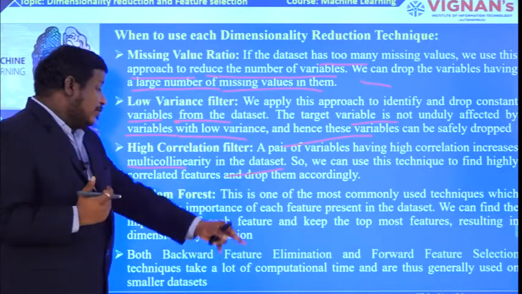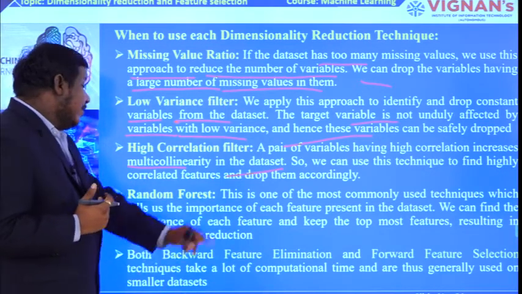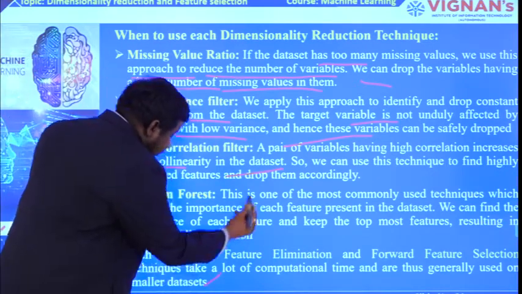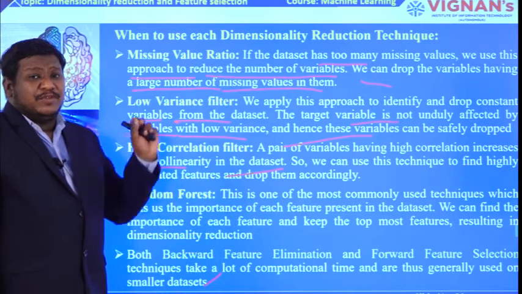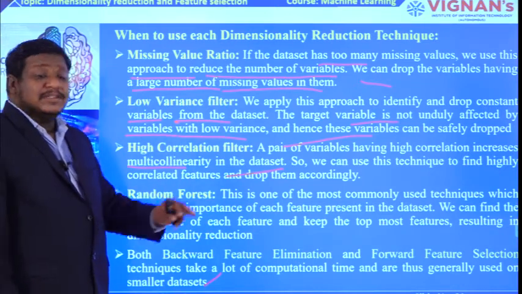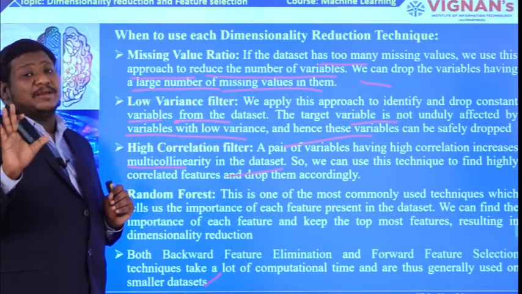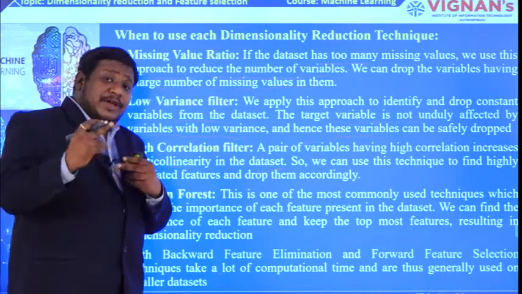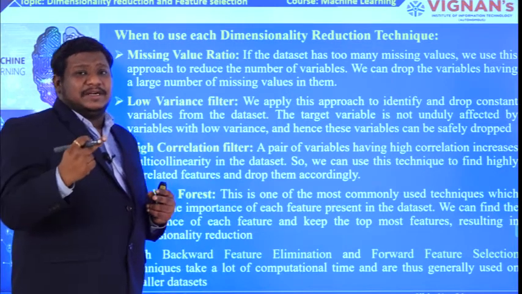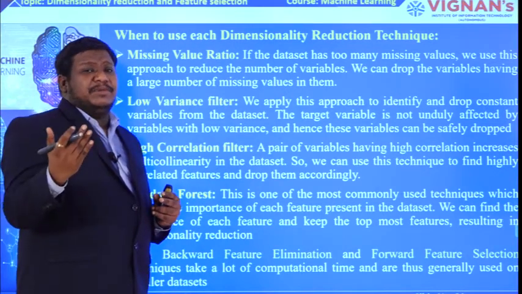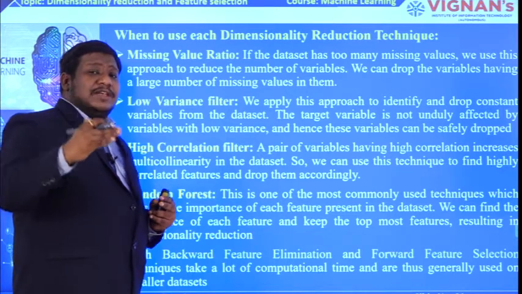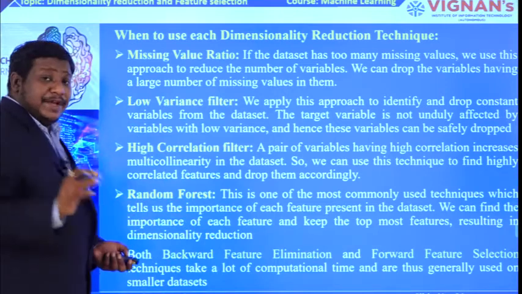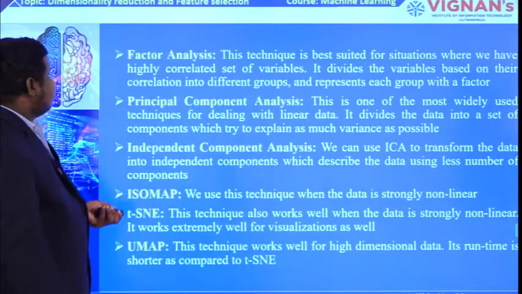Similarly, both backward feature elimination and forward selection techniques take a lot of computational time and are thus generally used on smaller data sets. So, both models can be used only on smaller data sets. You cannot use them for large data sets. Why? Because here we are going to deal with each and every variable in the data set. So, that is obviously a time-consuming process. If you use those models on a large data set, it will take a huge amount of time. So, the best thing is to use them on smaller data sets.